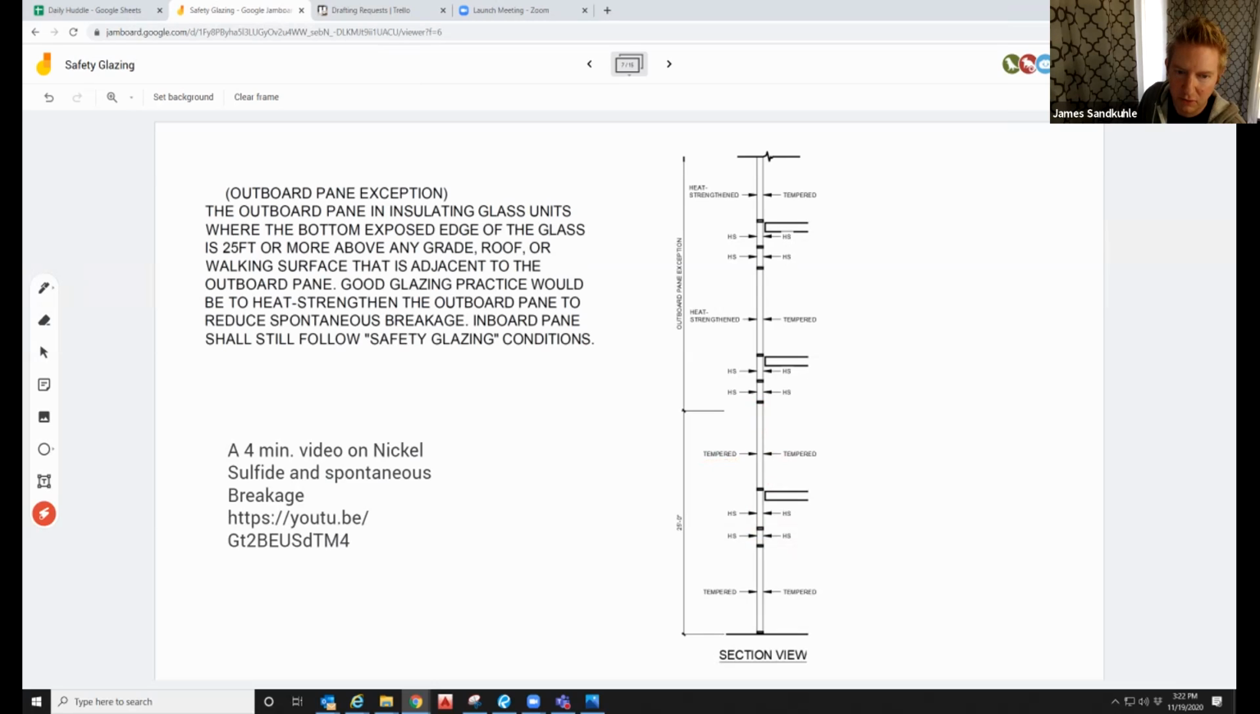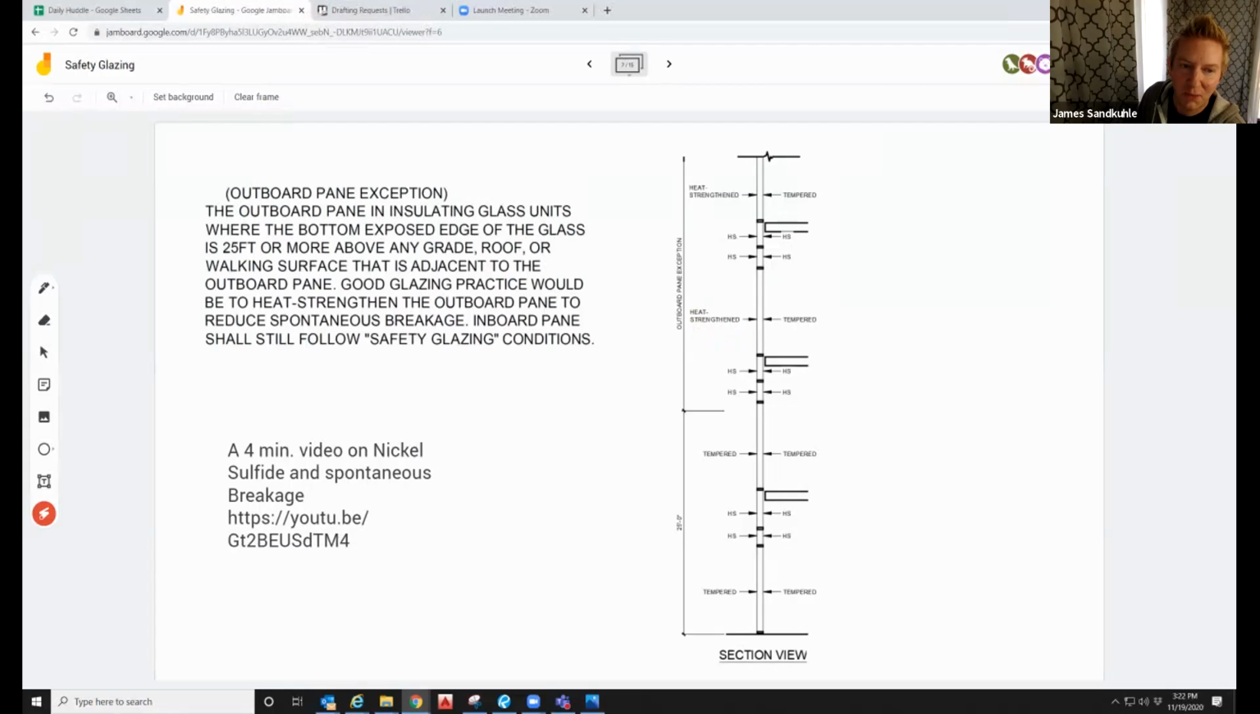However, when you get to the 3rd floor, that's another similar case to the 2nd level, right? It's a full height piece of glass. It needs to be safety glazed. However, the only difference is with this outboard pane exception, we only need to temper the inboard side, but the outboard side can be heat strengthened. Is that a lot to take in? All right, I'll try to explain.